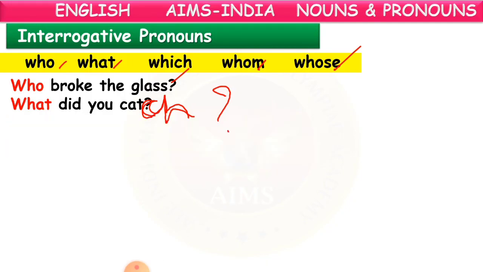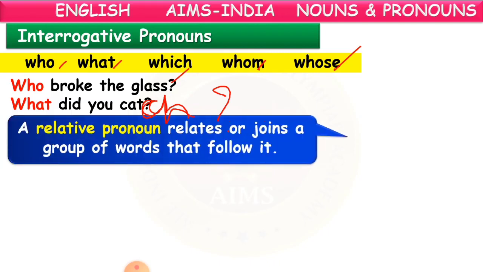So before going further, who and what did you catch? These are some examples of words we use as interrogative pronouns, like who, what, which, whom, whose, and these are also used in particular conditions. So that we are going to learn further, like when we have to use who, when we have to use what, when we have to use which and all that. Clear, children?